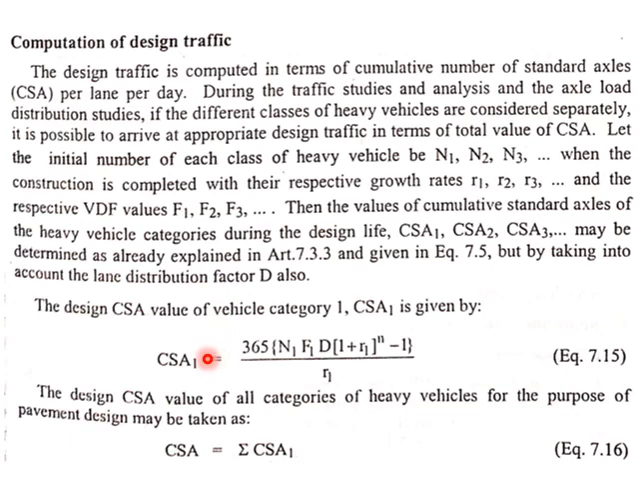So the formula for cumulative number of standard axles is given as 365 into N1 into F1 into D into ((1 plus R1) the whole raised to N, minus 1) the whole divided by R1. So we have to find out the cumulative number of standard axles for all the vehicle types individually, and we have to sum them to obtain the design cumulative number of standard axle value for all categories of vehicles together, that is, heavy vehicles.